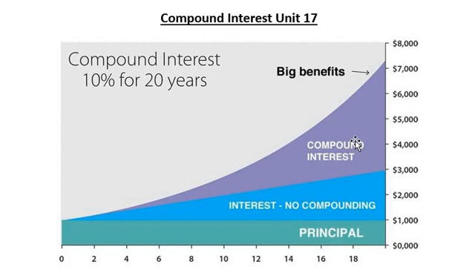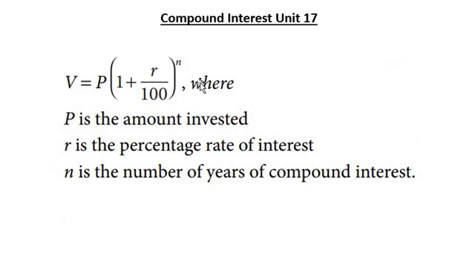So if you have the option to invest in a simple interest or a compound interest, if they have the same interest, the same rate, then it's better to invest in a compound interest, okay? So this is the formula for compound interest. The value that you have is the principal, the amount you invested, times 1 plus the percentage of the rate in interest divided by 100, and n is the number of years of compound interest.